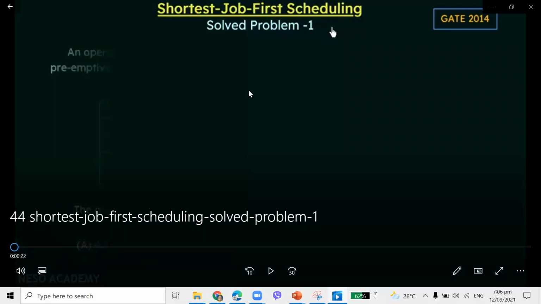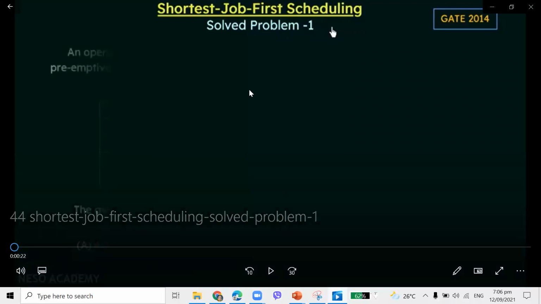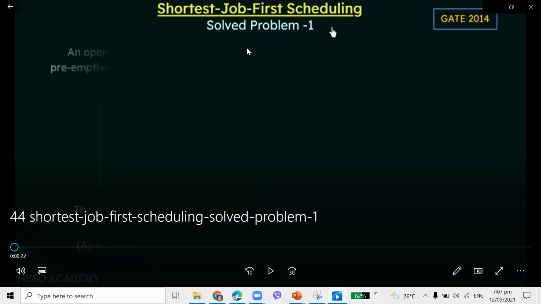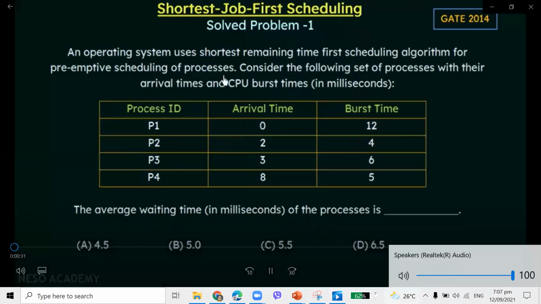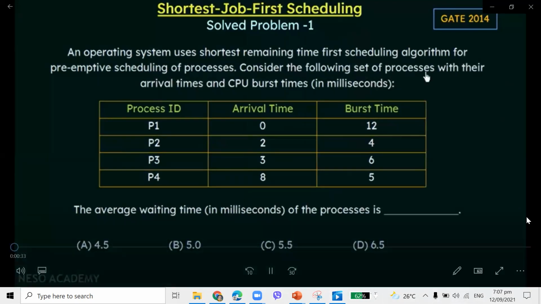Okay, so I will give you an additional example, a problem with the solutions from NESO Academy. Solve it. So here is the problem. An operating system uses shortest remaining time first scheduling algorithm for preemptive scheduling of processes. Consider the following set of processes with their arrival times and burst times in milliseconds.